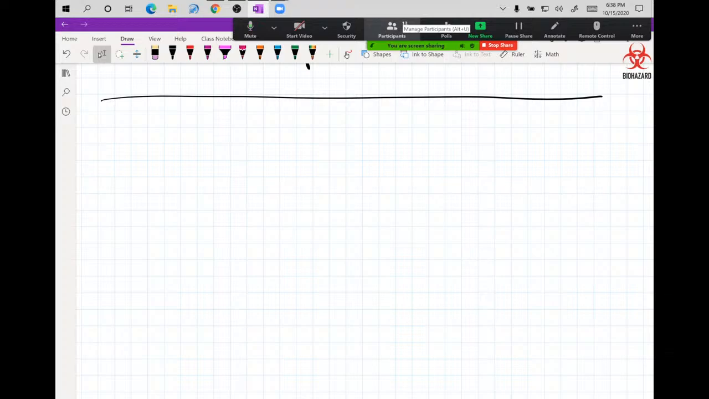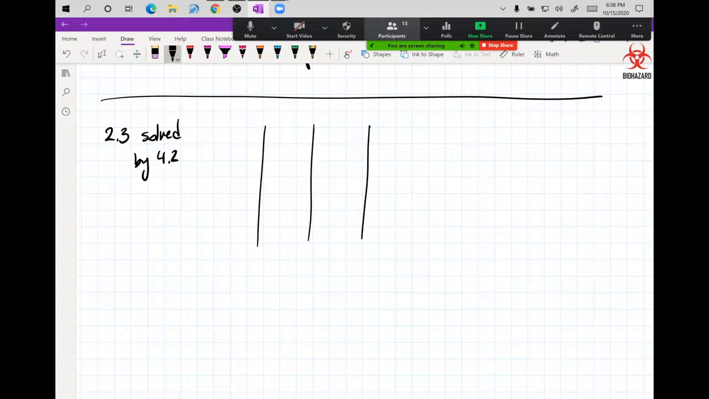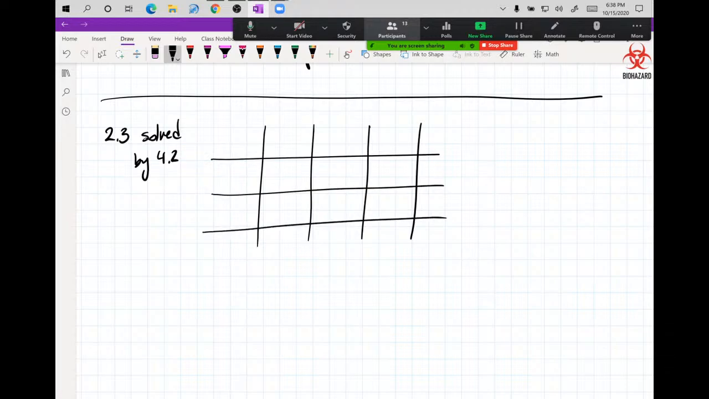So coffee mixture problem, this is in 2.3, solved by the 4.2 method. A more expensive blend of organic coffee costs $12 per pound, and a cheaper brand is $7 per pound. Good. I call this the intelligence test. Slap organic on something and just double it in price for no reason. Anyway, so we have a coffee one.